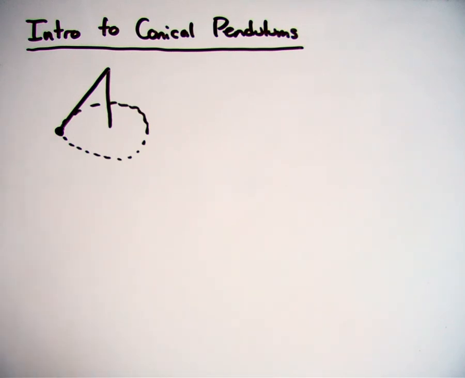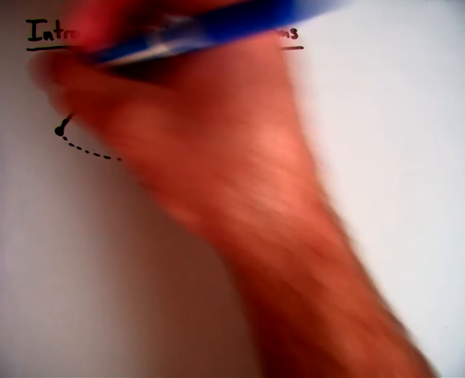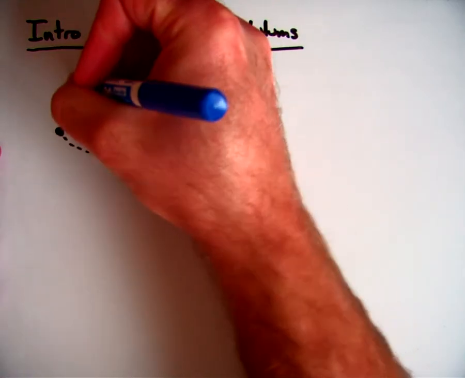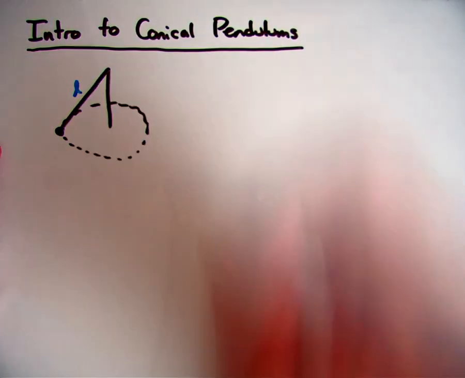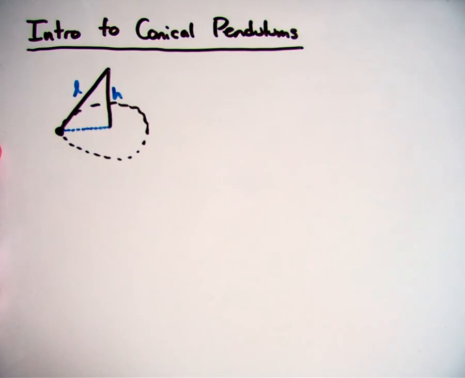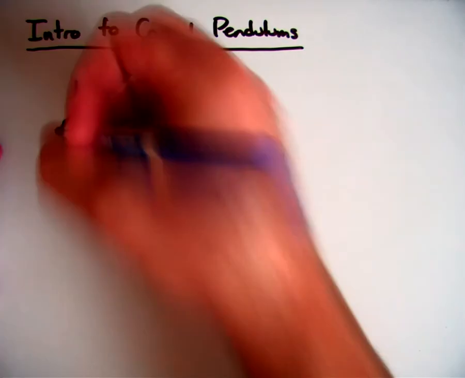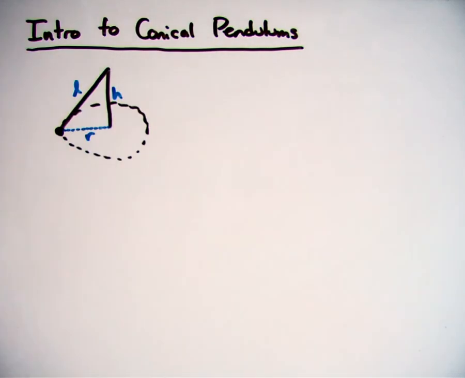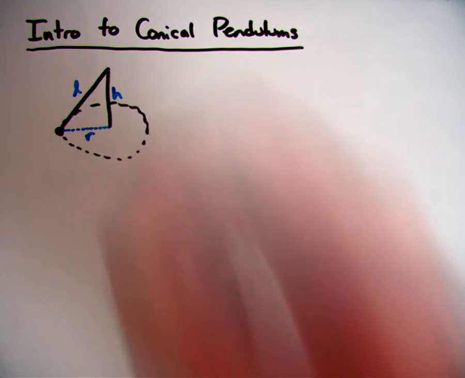is important. Let's just say we know a few things. Let's say we know the length of the string. Just going to call that L. Let's say we know the height of the pole. We're going to call that H. Let's say we know the radius of our circle. We'll just call that R. There are a lot of different things that we can find here if we just know 2 out of the 3, because we have a right triangle here.